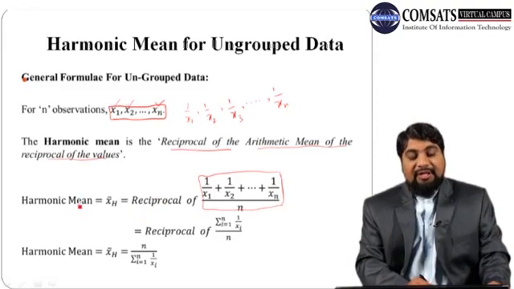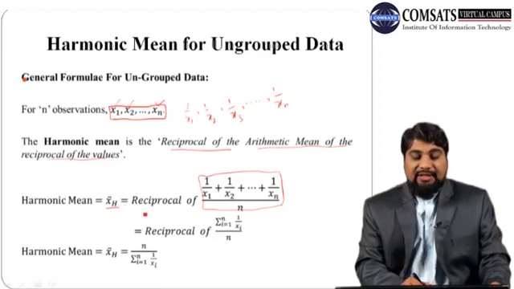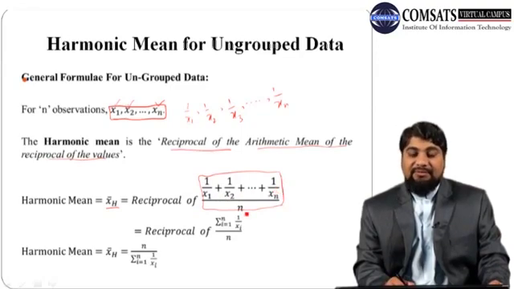So we denote the harmonic mean by x bar h, h for harmonic mean, instead of G, now we are using H. So it is the reciprocal of this thing, which is the arithmetic mean of the reciprocals of values. That is, the sum of the reciprocals of n values x1 to xn, and then divided by the number of values.